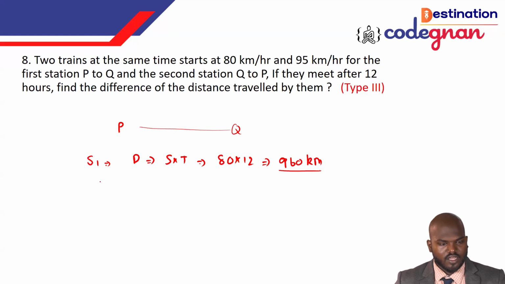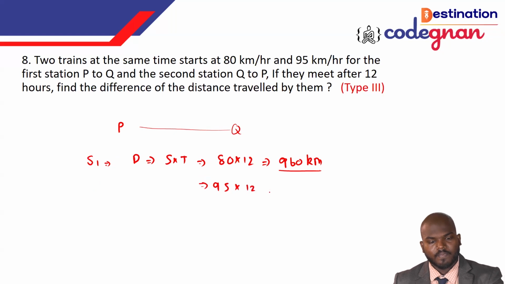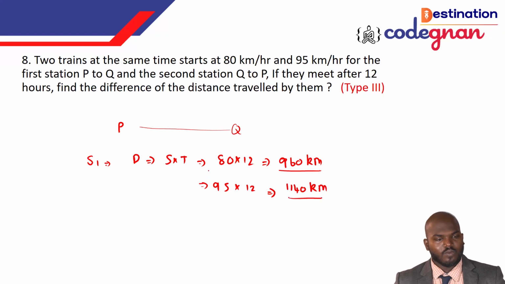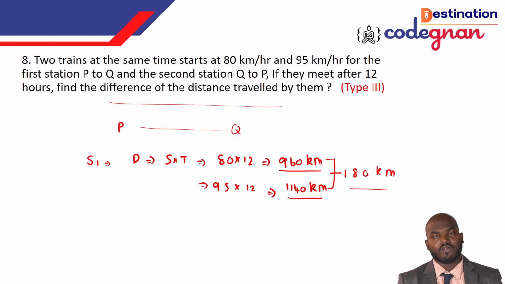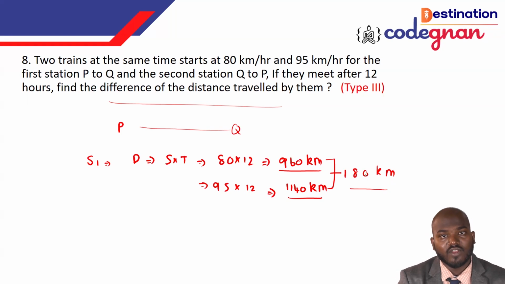Okay, and for the next train you can say the same, that is 95 times 12. If you calculate it, that value will give you the answer 1140 kilometers. You see this one, they're asking only for the difference of the distance. So the difference of the distances, you can say that is 180 kilometers, the difference between the two trains. We can get it. It's an easy problem, right?